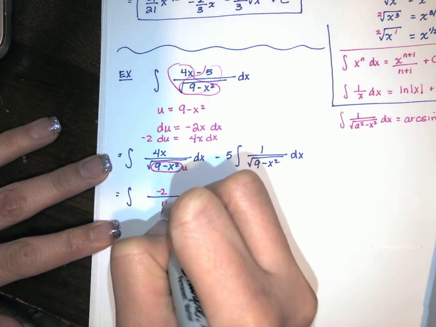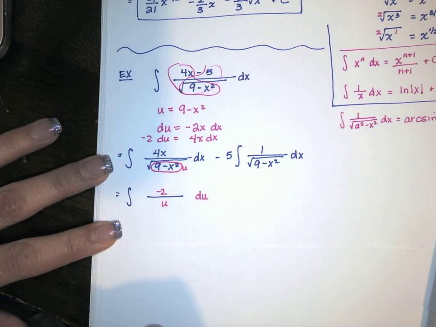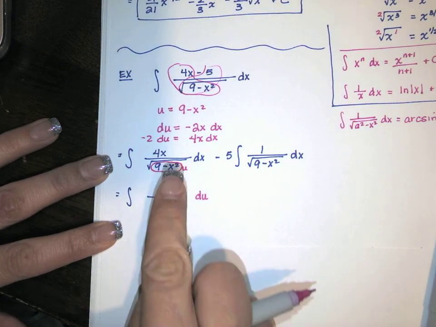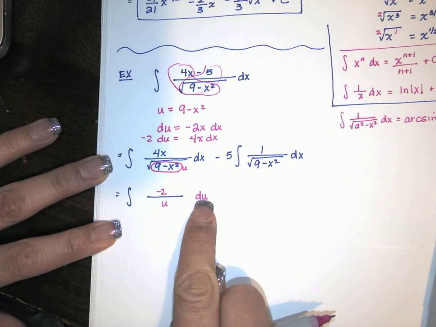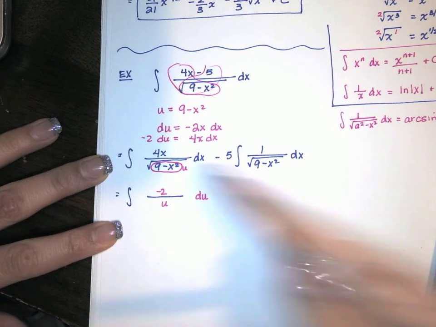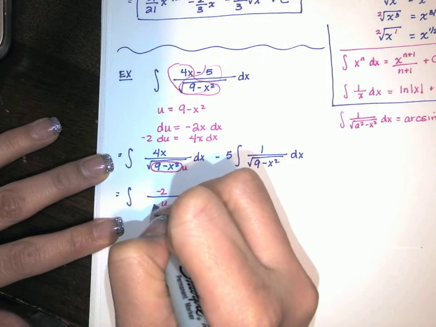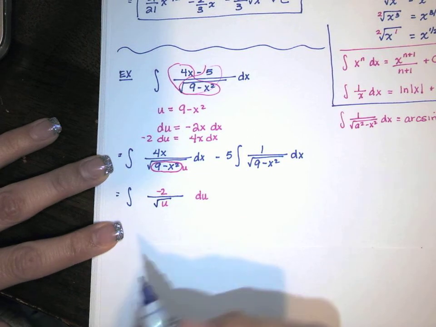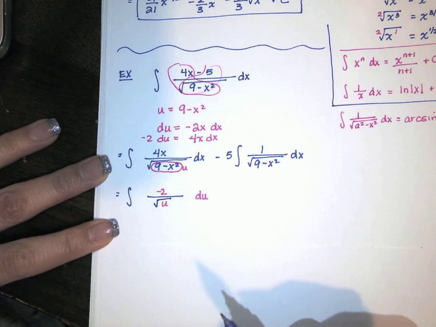A lot of students will put a u there and then tell me it's a natural log, but it's not. Do you see the problem? Do you see what we didn't account for? The 4x dx is the negative 2 du. That's a u, but it's under the radical. The radical still needs to be there. You are literally replacing everything with something else that's equivalent to it in terms of u.